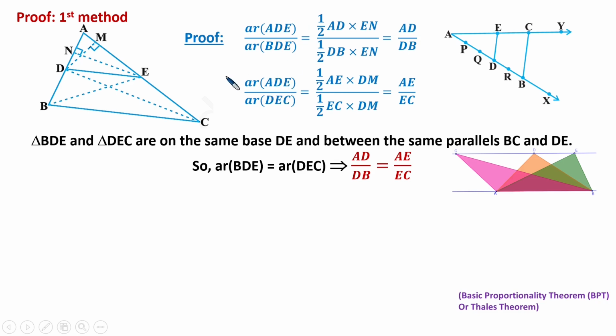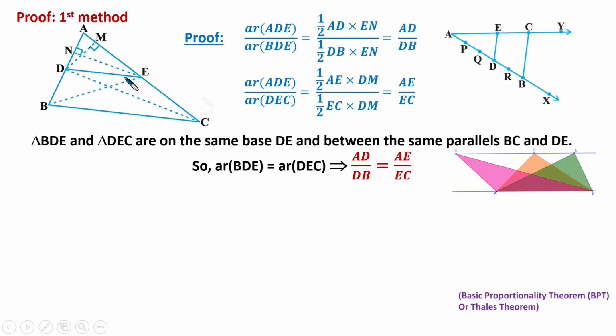So again, area of triangle ADE. Now I take this side. So this is your AE, base times altitude DM. Now the area of triangle DEC is nothing but half of EC. This is the base EC, and then this is the altitude.